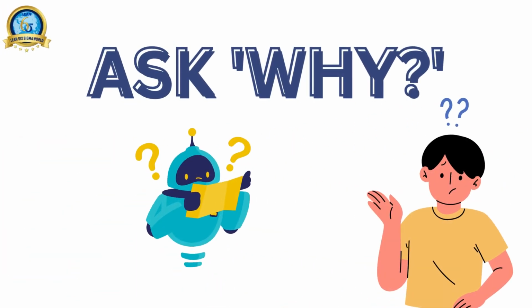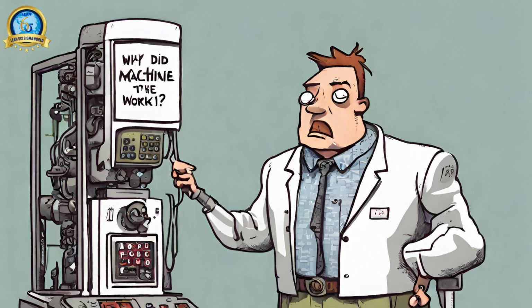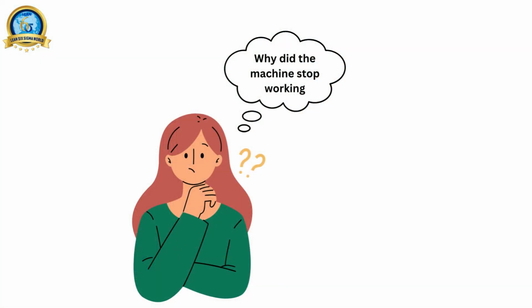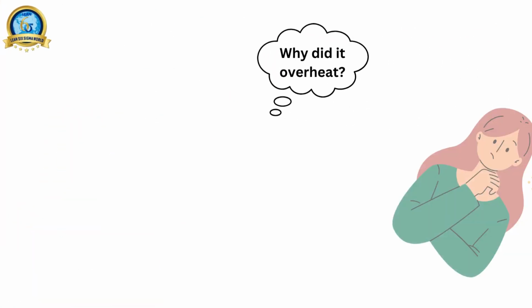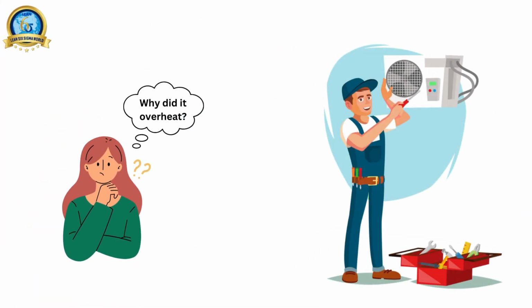Step 2. Ask why. Once you've identified the problem, ask why to find the first cause. Why did the machine stop working? It overheated. Why did it overheat? The cooling system failed.